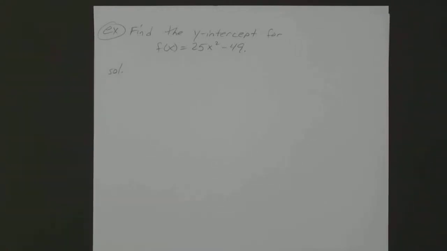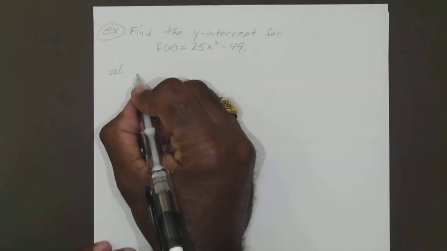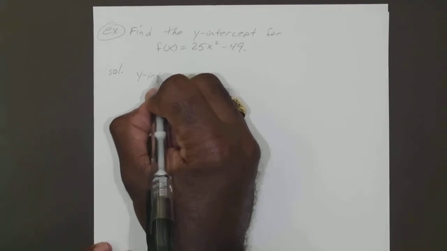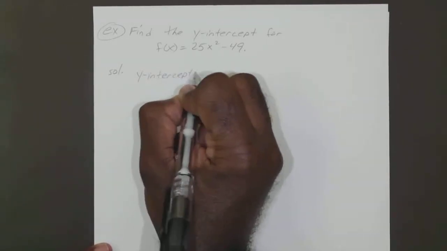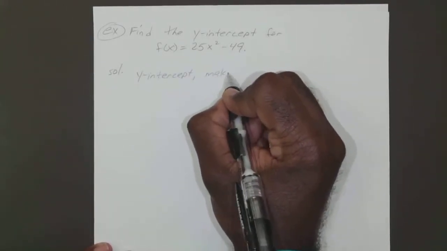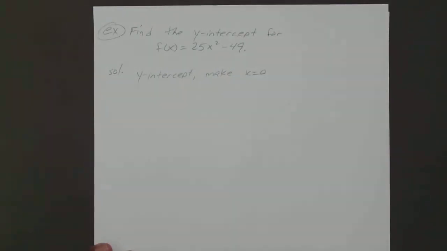Now this is a difference of squares, but it doesn't really matter because that's not what we're looking for this time, so we don't have to factor anything. All we have to do is worry about the fact that to find the y-intercept, you make x equals 0.